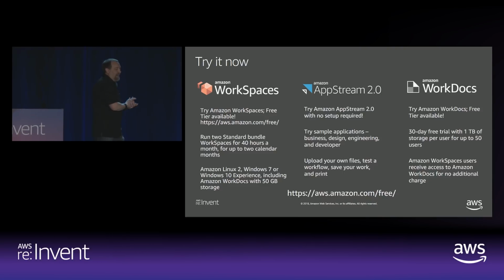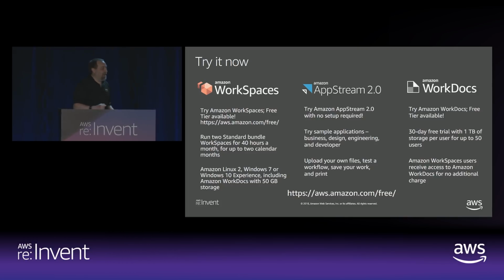We have a couple of options for try it now. There is a WorkSpaces free tier available. It will allow you to run 2 standard bundle workspaces for up to 40 hours a month, up to 2 calendar months. That can include Amazon Linux 2, or Windows 7 or Windows 10 experience, and includes WorkDocs with 50 gig of storage. Now, you notice there I said Windows 7 and Windows 10 experience. So Windows 7 is Server 2008 R2, sorry, with the desktop experience pack, and Windows 10 is Server 2012 R2 with the desktop experience pack, and that's purely a licensing limitation on our end.